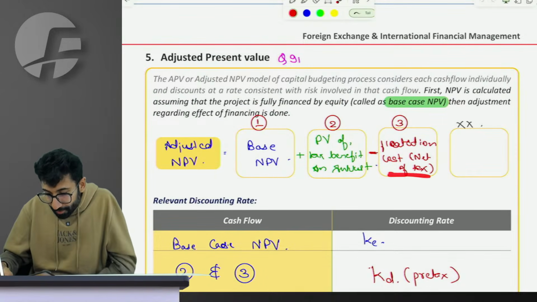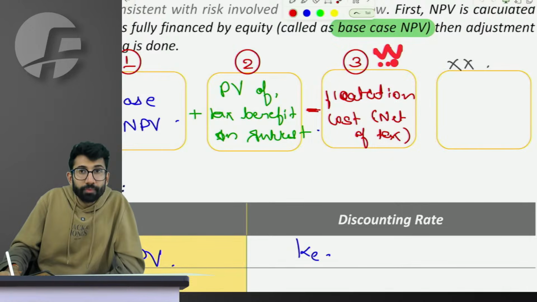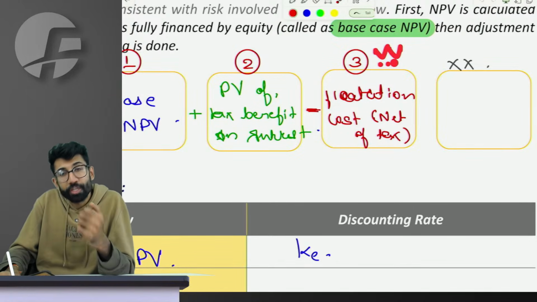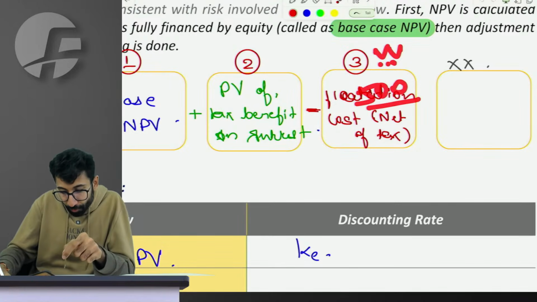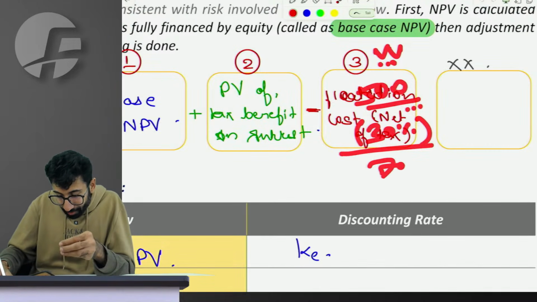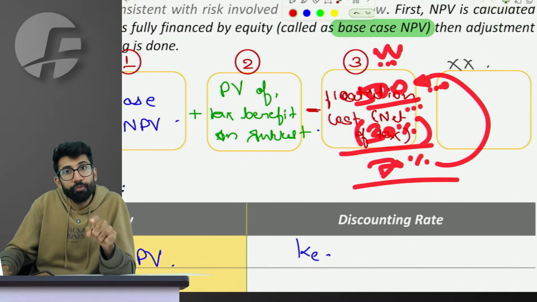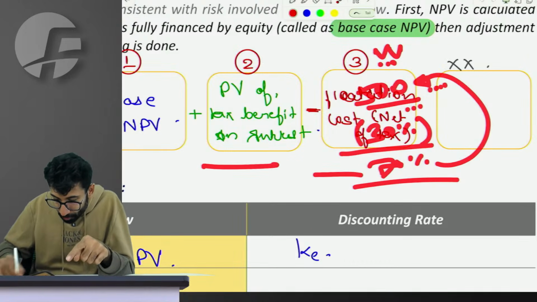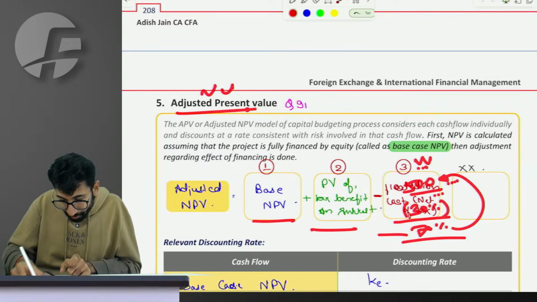Sir, what is the second adjustment? To raise the debt, I might have to pay a flotation cost. When I pay 500 rupees of flotation cost, I will save 30% of tax. So effectively 70% of that 500 rupees is the outflow I will have to make. So when you make these two adjustments to the base case NPV, the NPV so calculated is the adjusted present value.